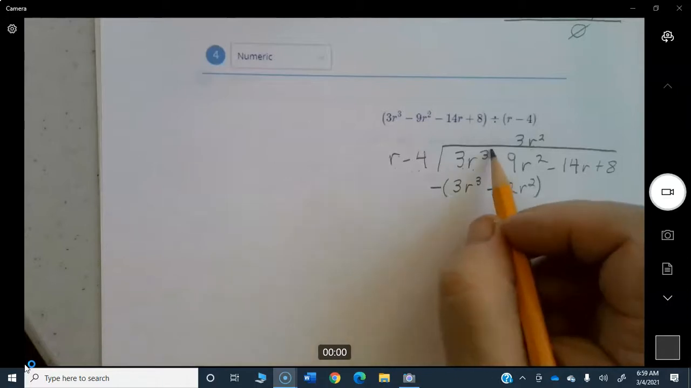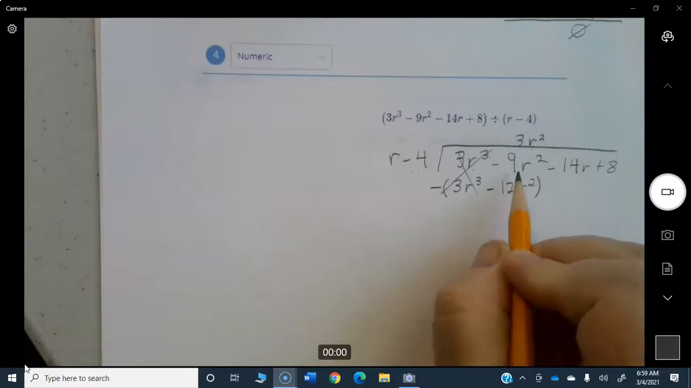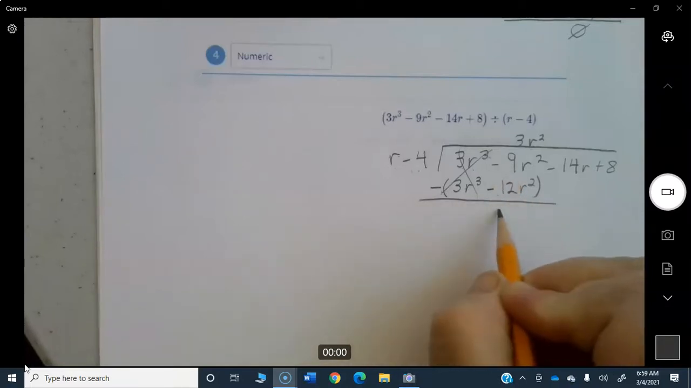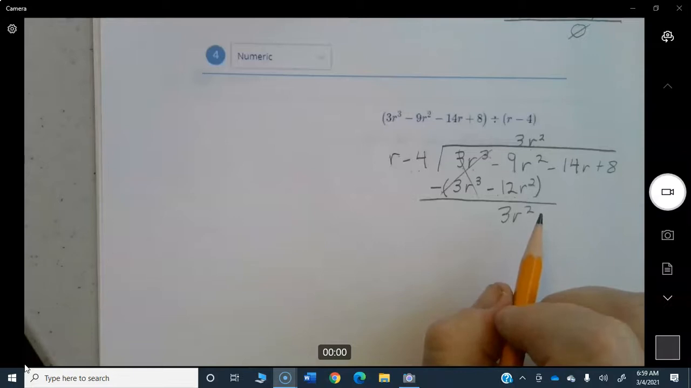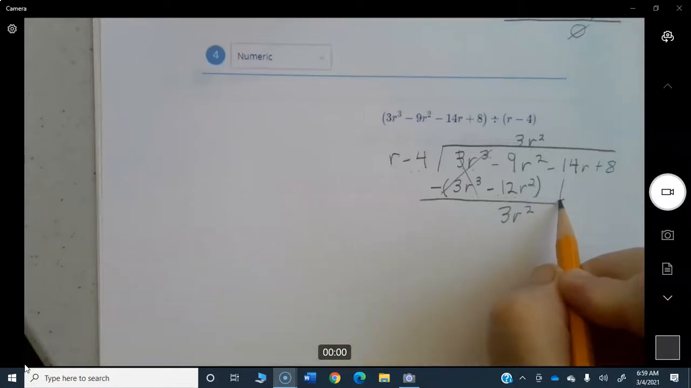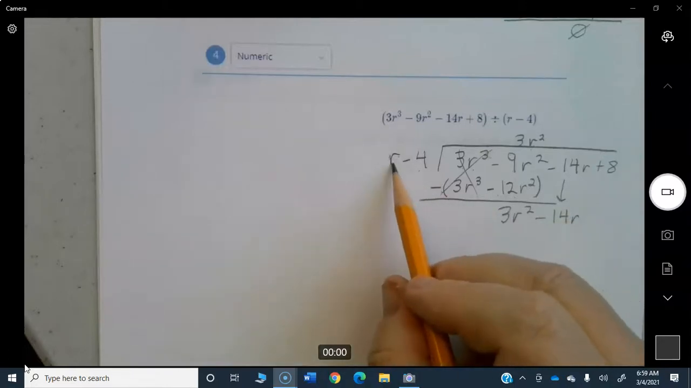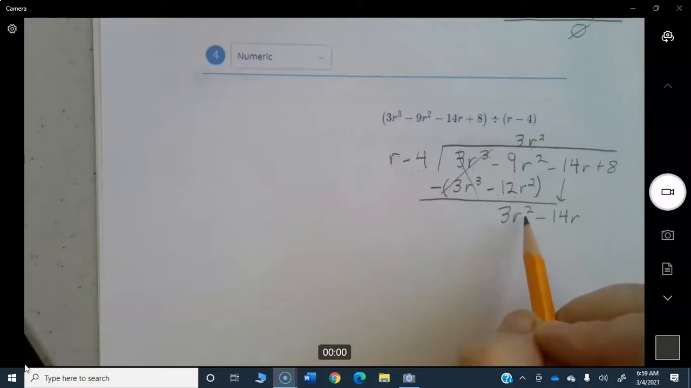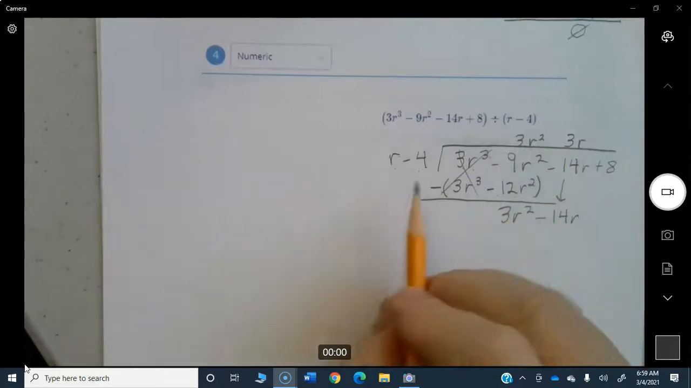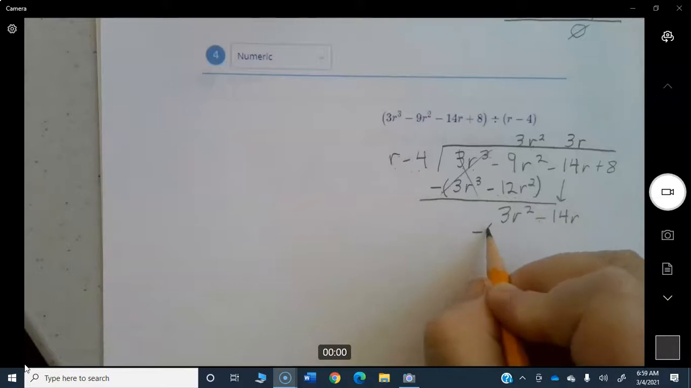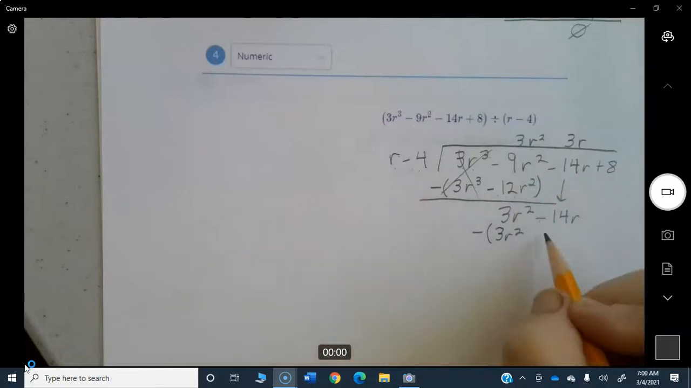Now our subtraction. These two always disappear. And it's a negative negative, so it becomes a plus 12. So negative 9 plus 12 is going to give you plus 3r squared. Okay. Now you do a pull down. It's negative 14r. So r times what gives you 3r squared? Well, it has to have a 3 in it, and then it's got to have another r. r times r is r squared. So 3r times r is 3r squared. Okay, and 3r times negative 4 is negative 12r.